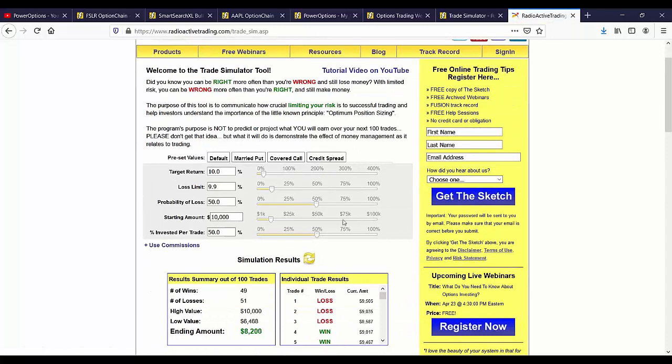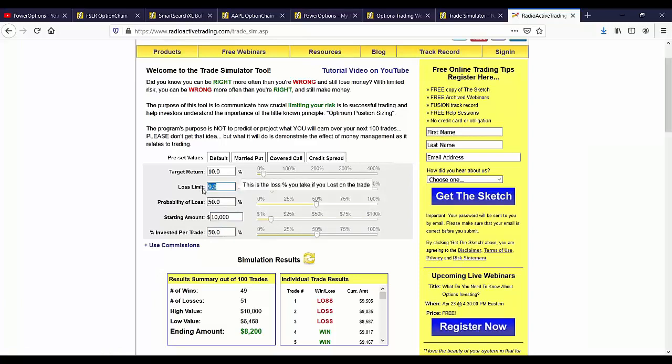Now, what this tool does is it allows me to gauge what my expectations would be for a trading record, track record, or expectations for a trading plan moving forward based on a target return, loss limit, probability of winning and losing, how much I'm starting off with, and of course, an investing per trade.